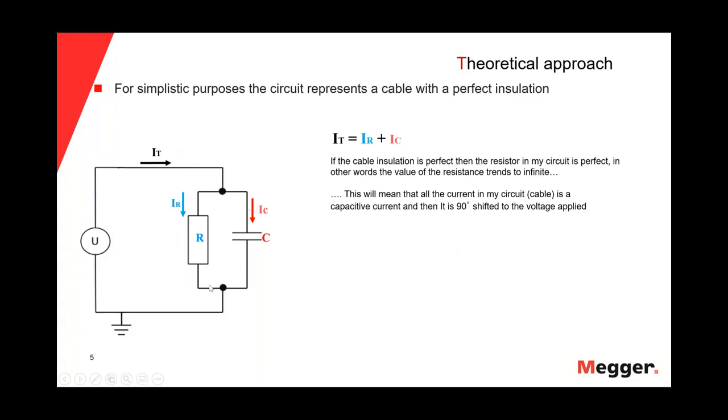This will mean that all the current in my circuit is a capacitive current, and then it is 90 degrees shifted to the voltage applied. As voltage here, there's my resistive, there's the infinite, there's the angle.